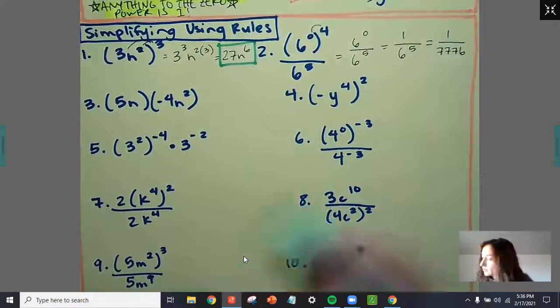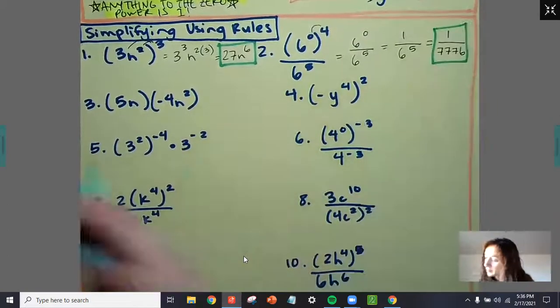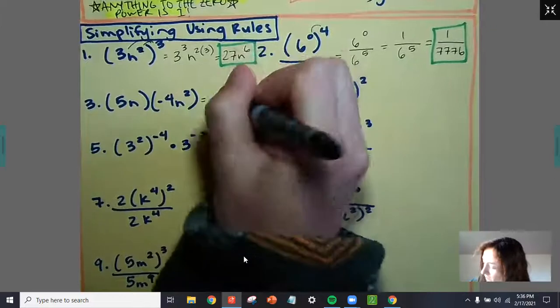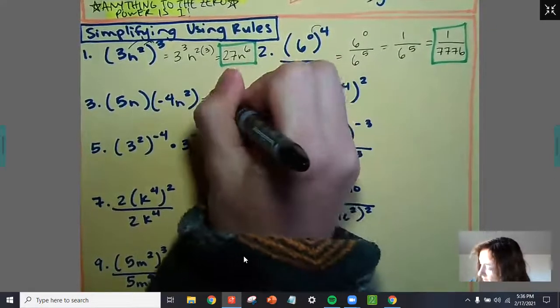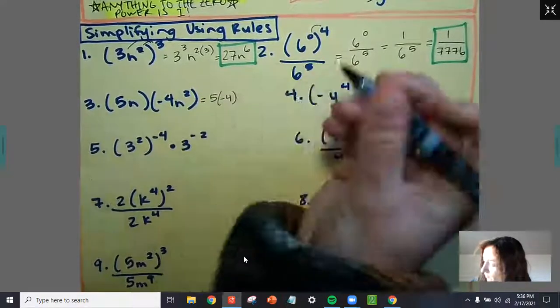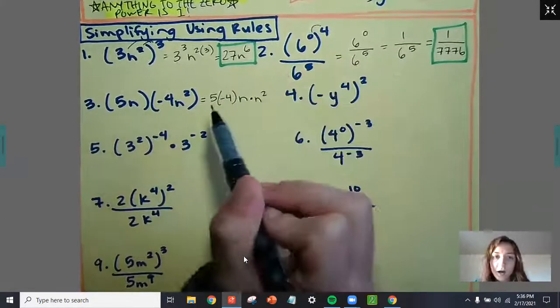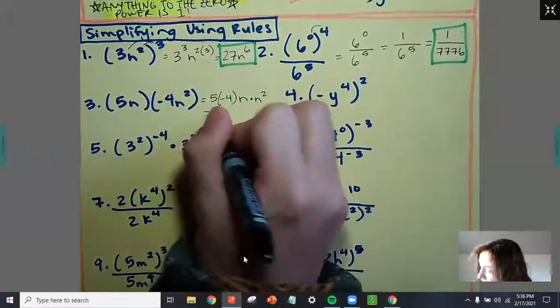Okay, let's try out another one, and we're just going to keep on going through these. So this one, you're actually multiplying everything together. So I'm going to start by kind of writing things that are similar terms next to each other. So 5 times negative 4, and we also have n times n squared. All right, 5 times negative 4 is going to be negative 20.